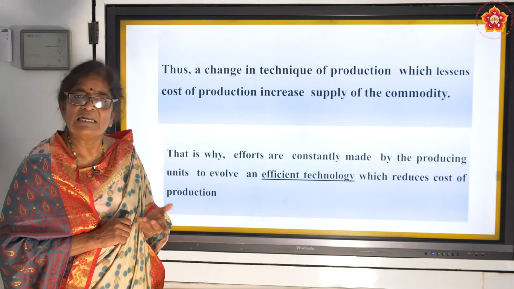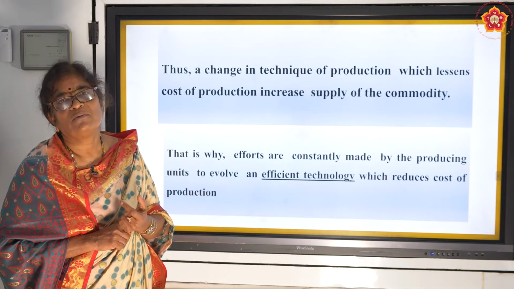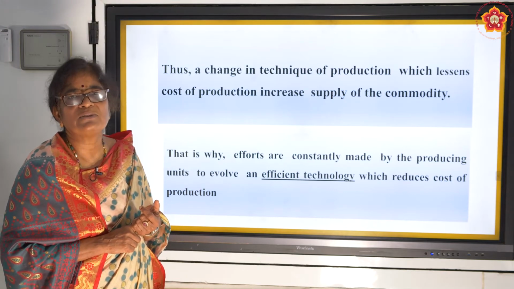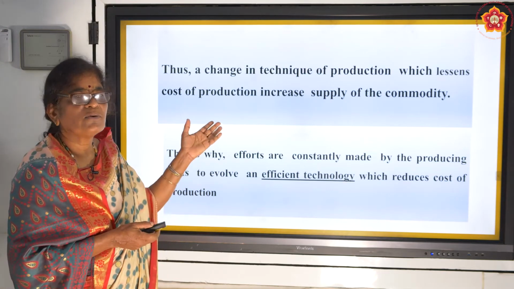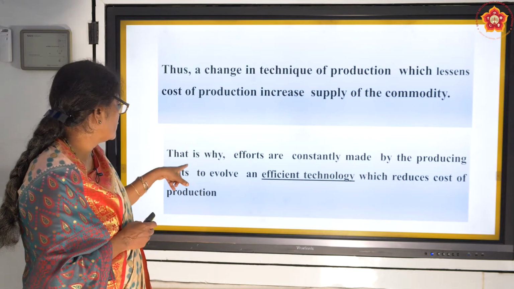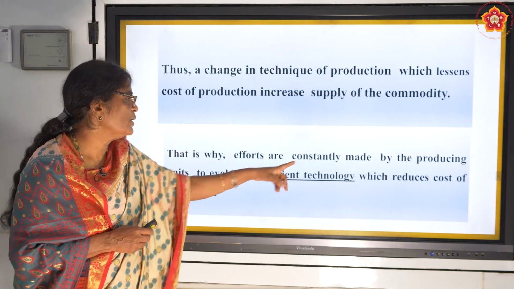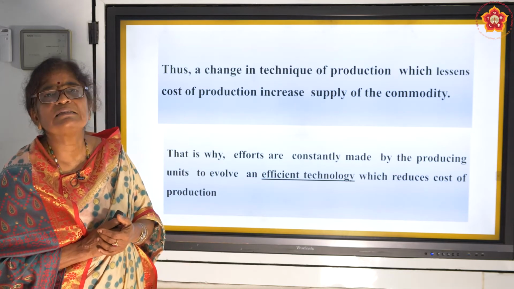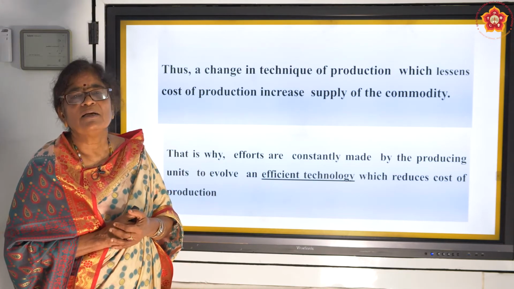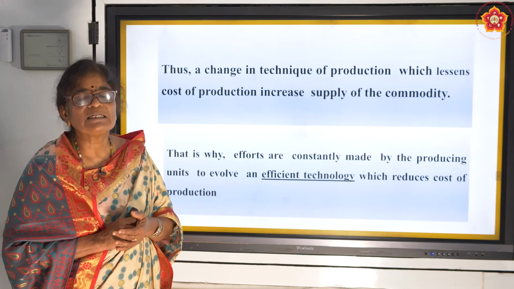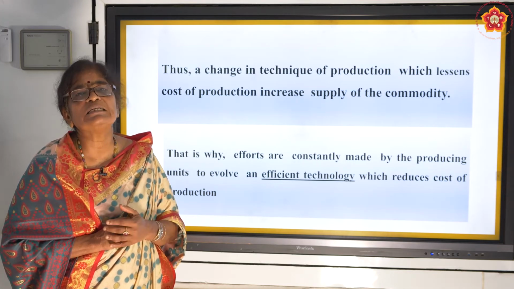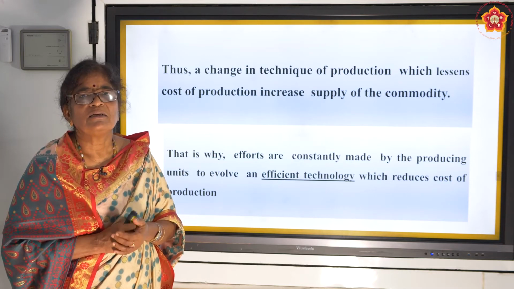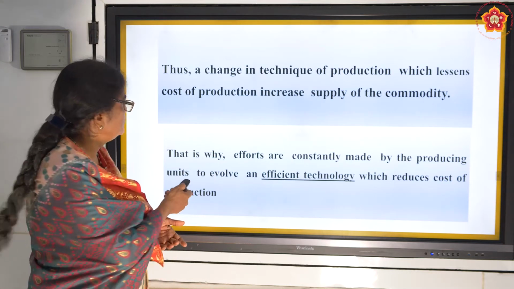When prices are less, people buy more and more. When the prices are very high, even for poor people and middle income people, it's very difficult to get the supply of that commodity. That is why efforts are constantly made by the producing units to evolve efficient technology. We have already seen under the production sector that the production function is defined only for efficient production, the maximum level of output, which results from the efficient technology.